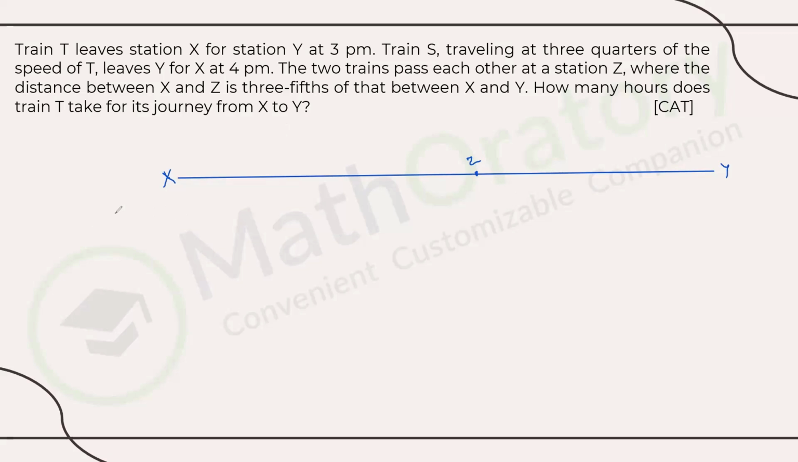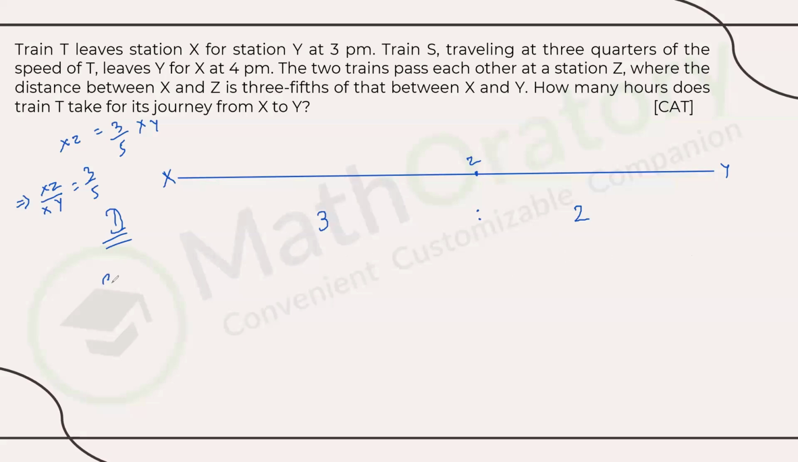First of all, let me elaborate the distance part. We have XZ as 3/5 of XY. So XZ upon XY should be 3/5. If I consider XY to be 5, XZ is 3, leaving 2 for ZY. So the distances of these two segments should be in the ratio 3:2.